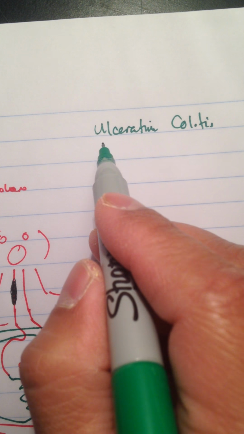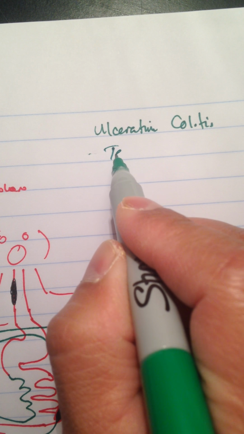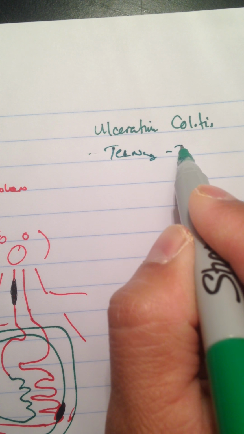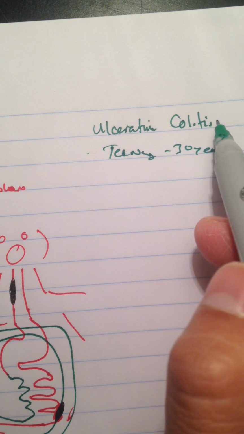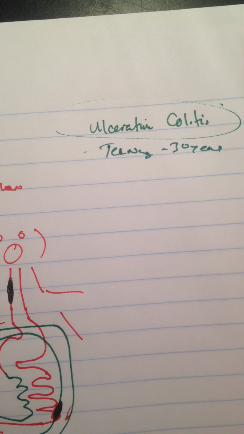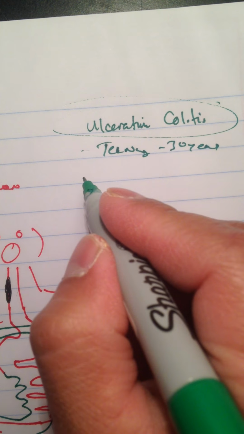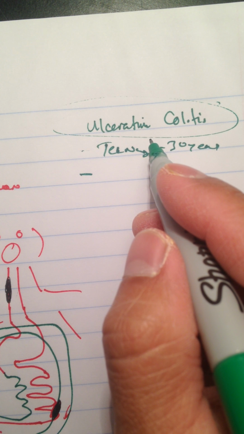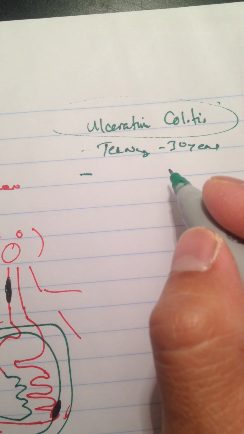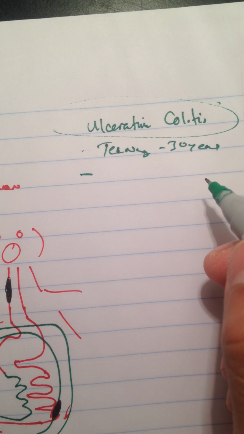So again, in ulcerative colitis, this can occur between teenage years to about roughly 30 years of age, just like in Crohn's. Same thing occurs in ulcerative colitis. Now, in ulcerative colitis, this pathology or this disease typically occurs in the rectum and will work its way up into the cecum.